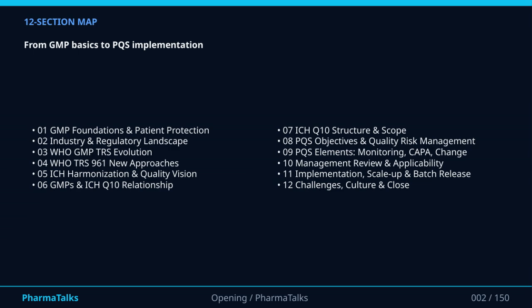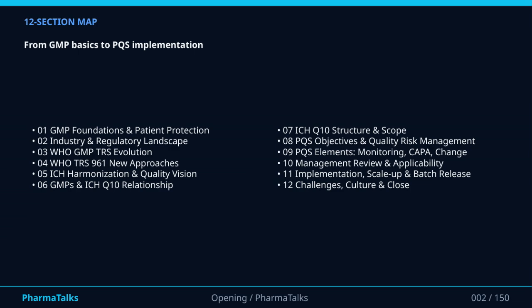We then explore the evolution of WHO GMP Technical Report Series, including the new approaches introduced in WHO TRS 961. Moving forward, we focus on ICH harmonization efforts and the overall quality vision, highlighting the relationship between GMPs and ICH-Q10. Sections 7 through 9 delve into the structure and scope of ICH-Q10, PQS objectives, and essential elements like monitoring, corrective and preventive actions, and change management.